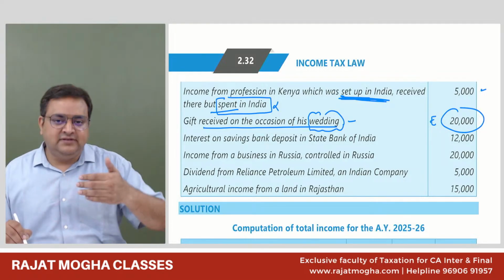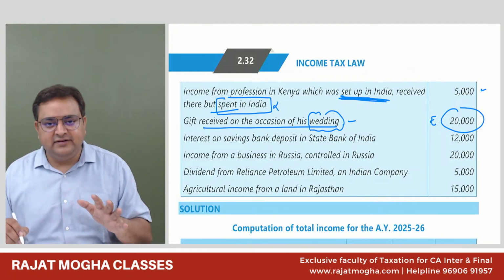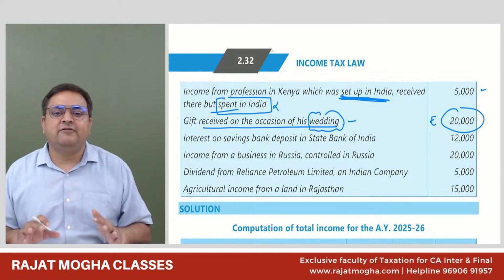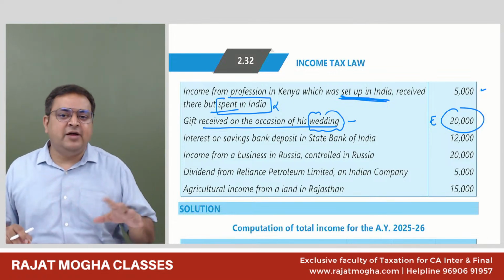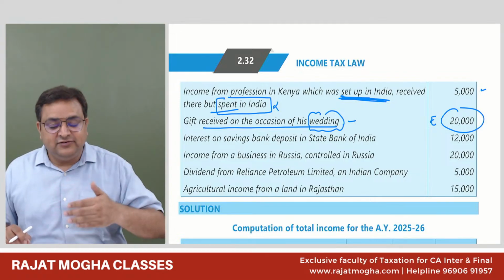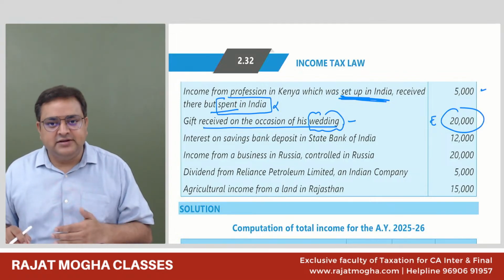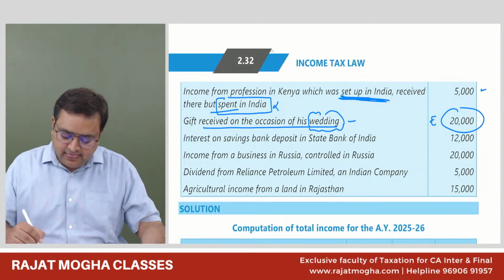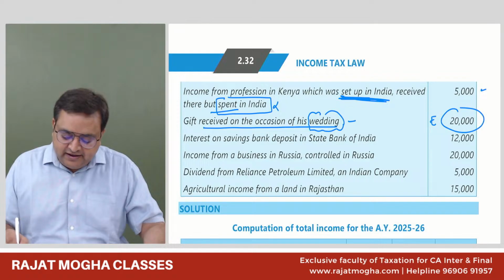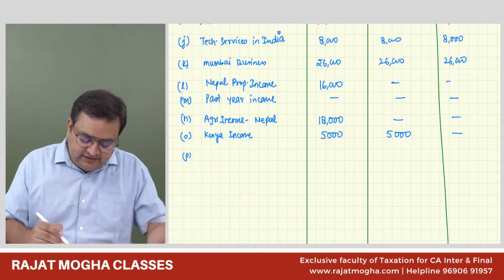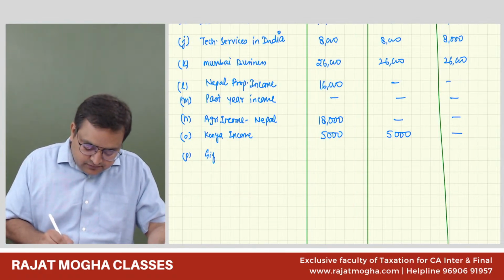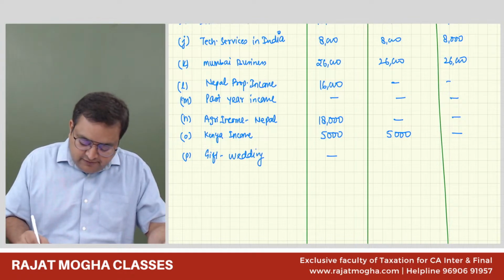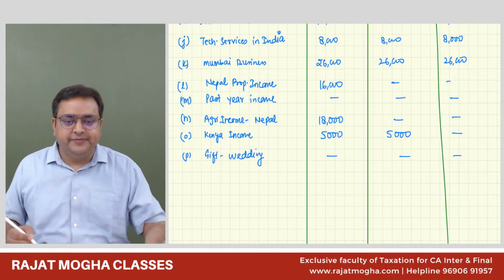If it would have been less than 50,000, then I would have made it exempt. Although we take it in aggregate, let us assume that this is the only gift which we have received. So less than 50,000, I would have exempted it. But this is a case of wedding, that is marriage, and on marriage, everything is exempt. Got it? So gift received on wedding is exempt, exempt means exempt for everybody.